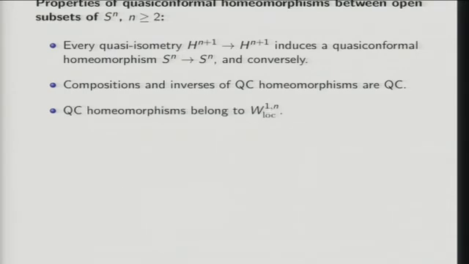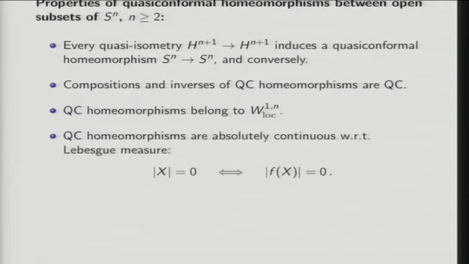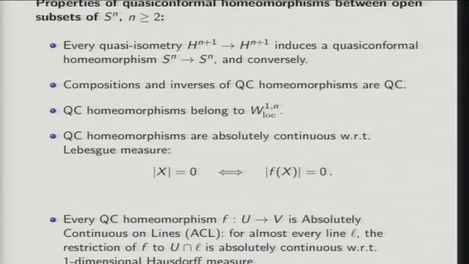Another fact, not at all obvious from the definition, is that these homeomorphisms have some Sobolev regularity, and they're absolutely continuous with respect to Lebesgue measure. So a set has measure 0 if and only if its image has measure 0 under the homeomorphism. And the same thing holds along lines. So quasiconformal homeomorphisms are ACL.